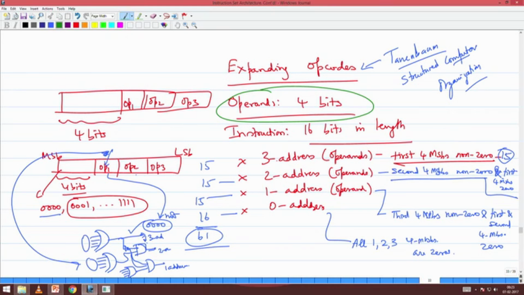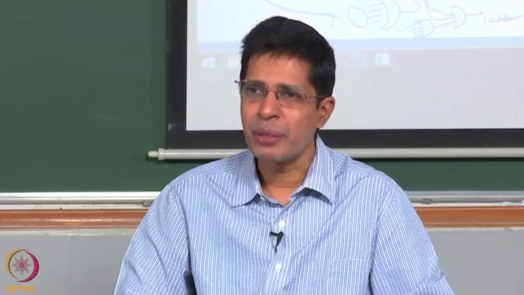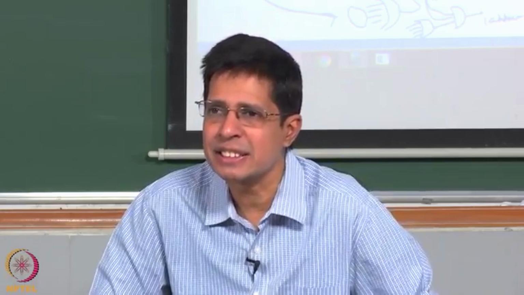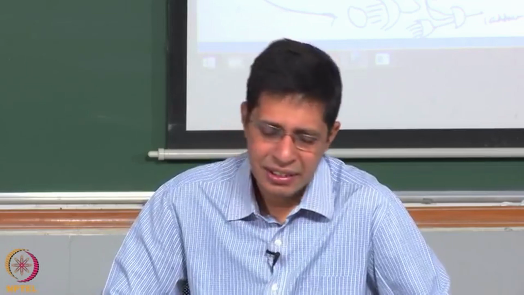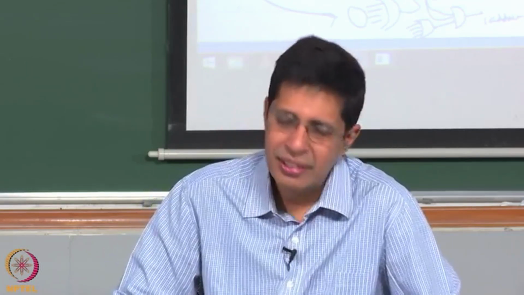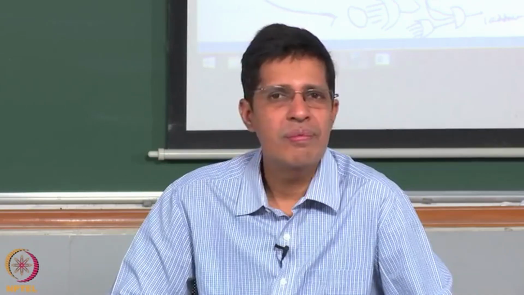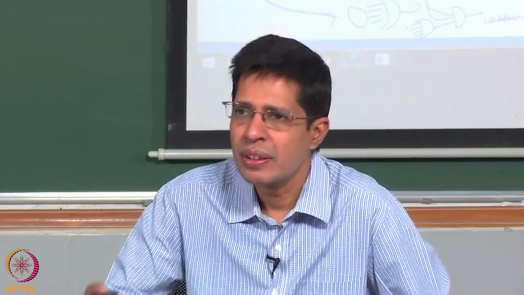If I don't have 16 bits, I can't get 61 instructions of constant length, right? Then your decoding becomes extremely complex. The moment I say I'll have variable size instructions, then your decoding becomes extremely complex. That's the reason. We are driving towards RISC. Any other doubts? Okay.